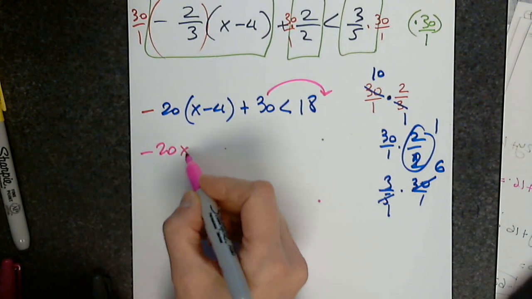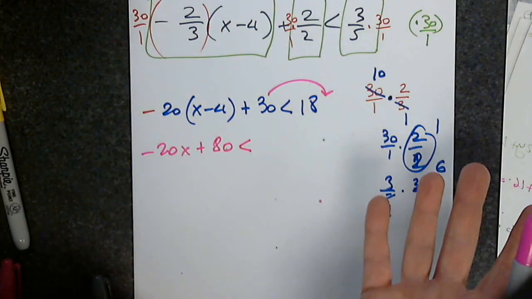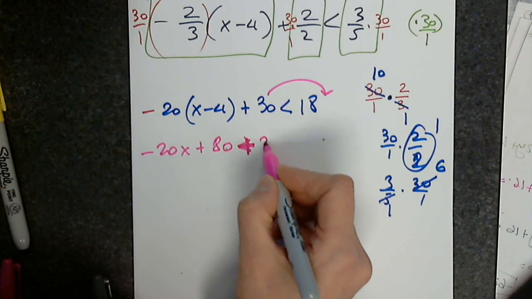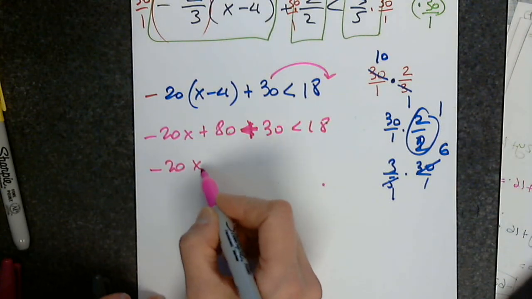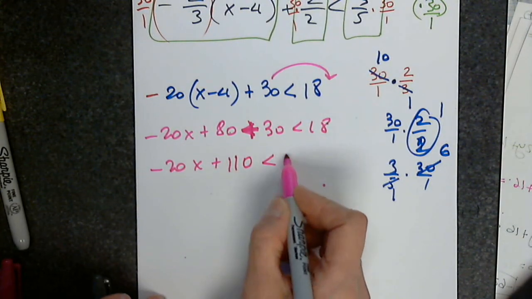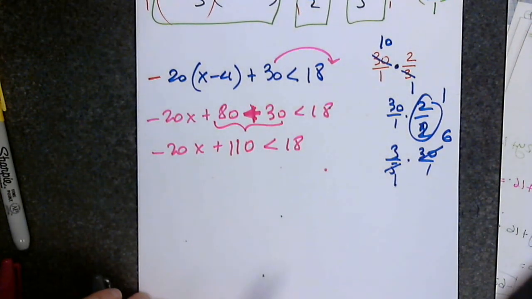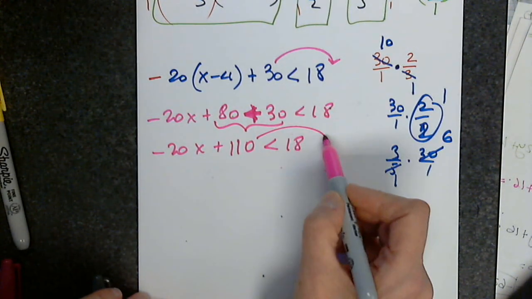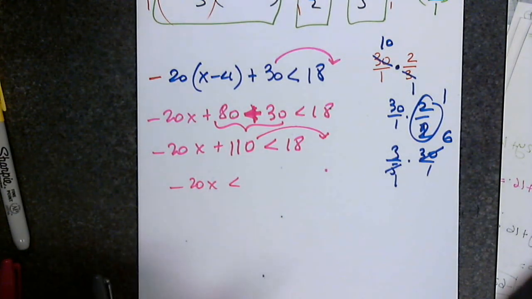So now, of course, I'm going to move 30 to the other side. So I have negative 20x plus 80, or you can keep it and edit later, that's fine, plus 30 less than 18. So now combine like terms. Negative 20x plus 110 less than 18, because I added these. And then I move 110 to the other side. So negative 20x less than negative 92.